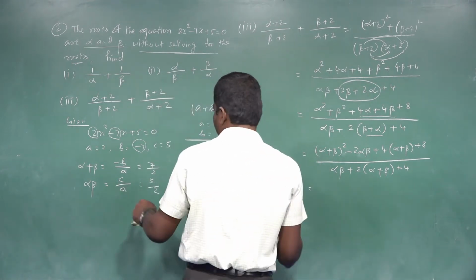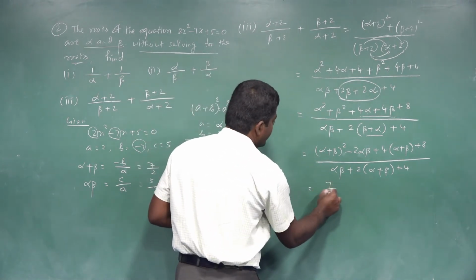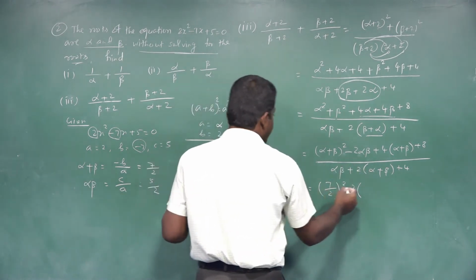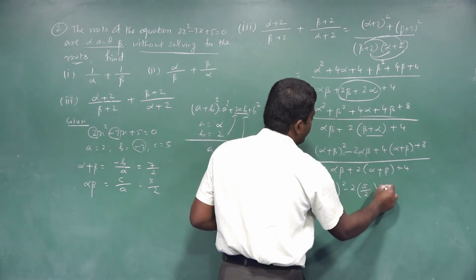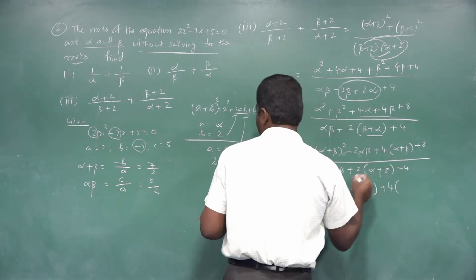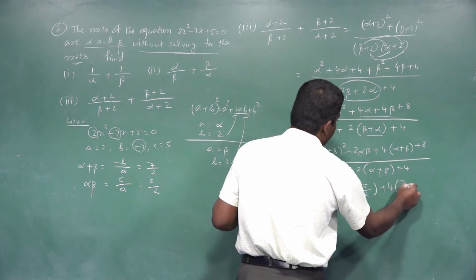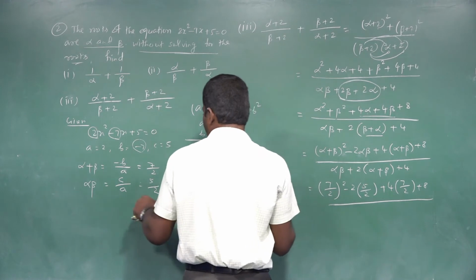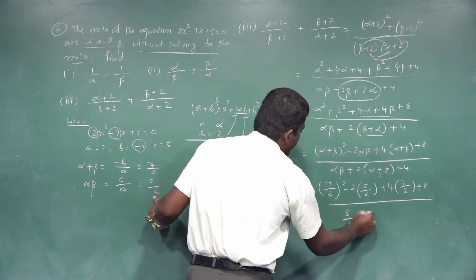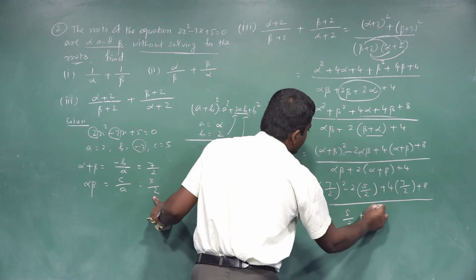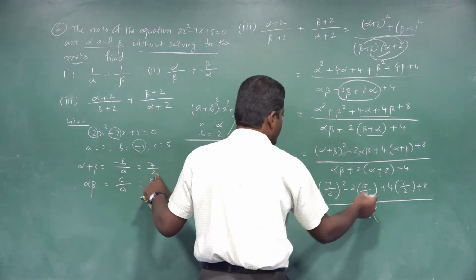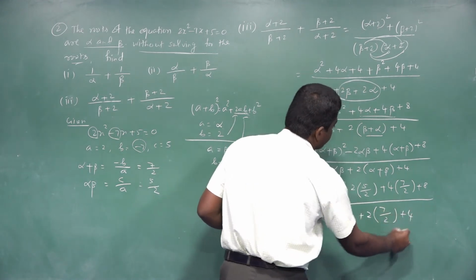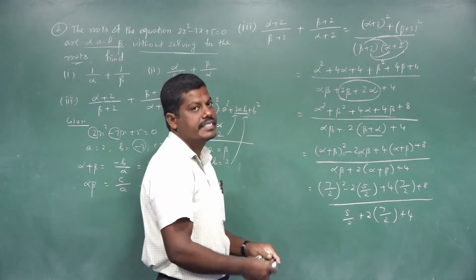Now the alpha plus beta value is what? 7 divided by 2. 7 divided by 2 the whole square, minus 2 of the alpha beta value, which is 5 divided by 2, plus 4 of the alpha plus beta value, 7 divided by 2, plus 8, whole divided by the denominator: alpha beta value 5 divided by 2, plus 2 of alpha plus beta value 7 divided by 2, plus 4. Understand? Now we want to simplify this expression.